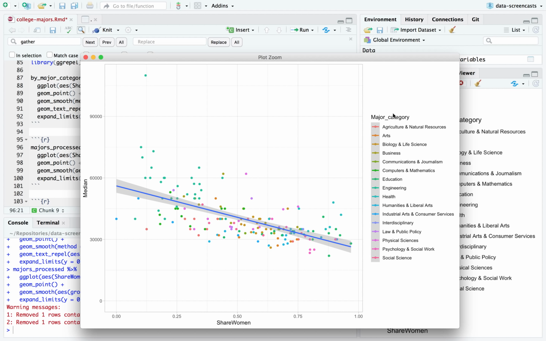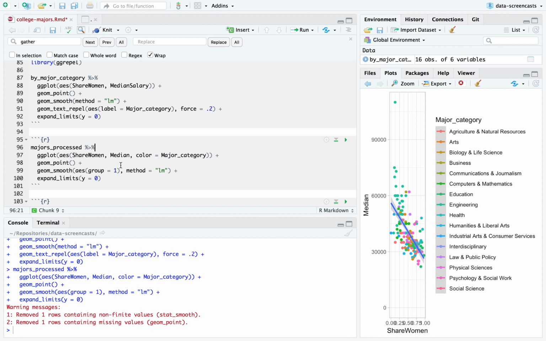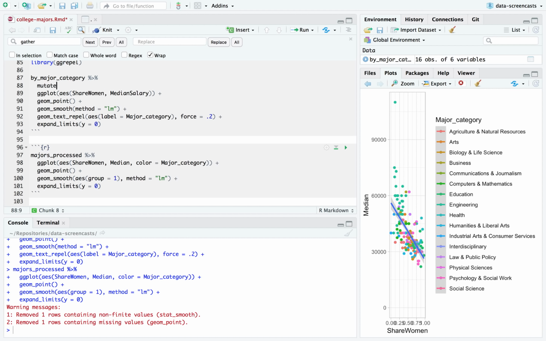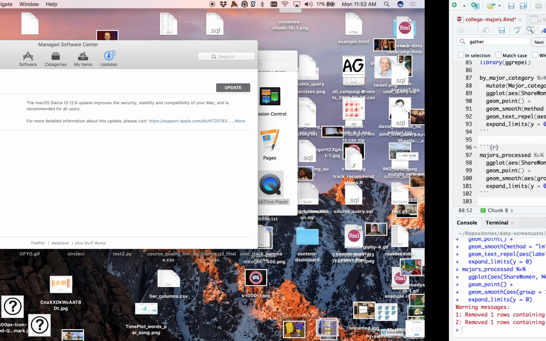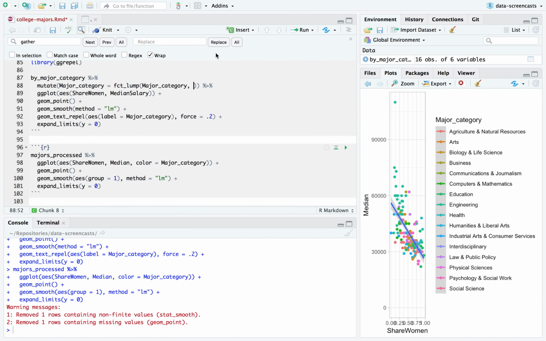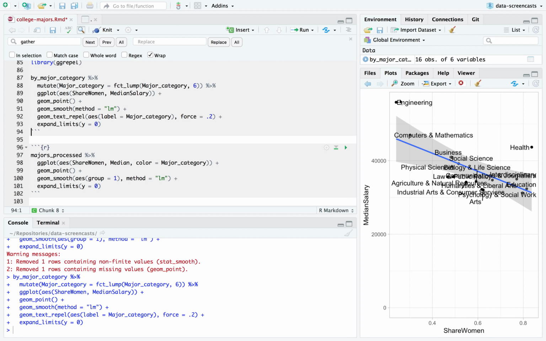And having said that, I would drop the color because, nope, I'm not going to drop the color. I take it back. I'm going to lump that color. Those are too many major categories, but just because there are too many doesn't mean we can't show it. I'm going to lump them into the 6 most common. Let's try that.